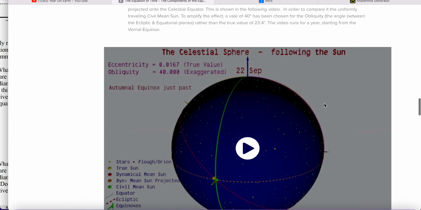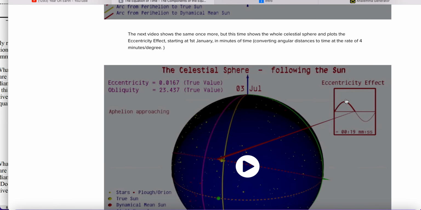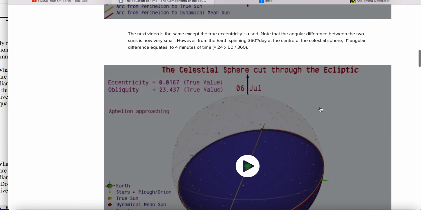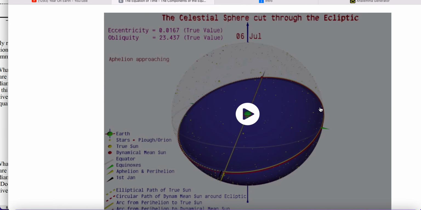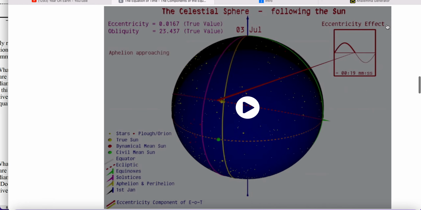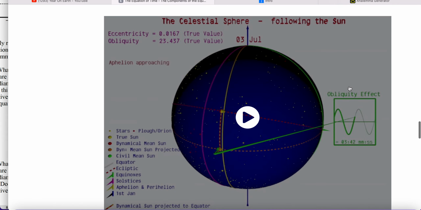So one that I thought was particularly good just shows the obliquity effect, which creates a sinusoidal effect. And then there's one that just shows the effect of eccentricity. Let's see. Yep, following the sun. Oh, this is the eccentricity effect. There it is. And then there should be one that just has the obliquity. Right, here's just the obliquity effect on its own, which is also a sine wave.